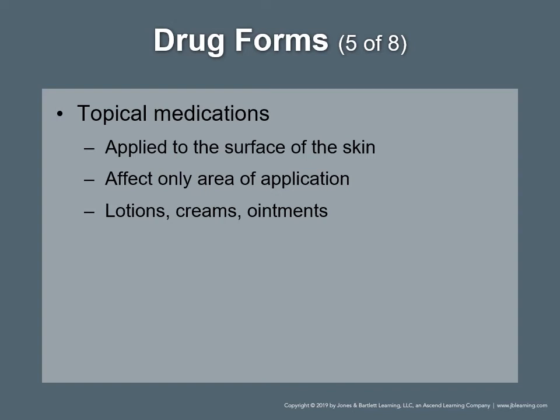Creams are absorbed more slowly than lotions but faster than ointments. An example would be hydrocortisone cream used to diminish skin itching. Ointments contain the smallest amount of water. They have a slow rate of absorption. An example is Neosporin.